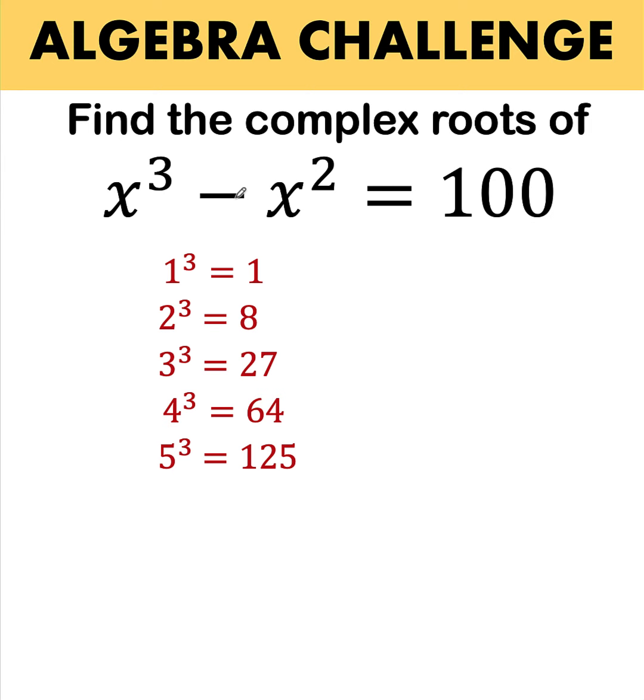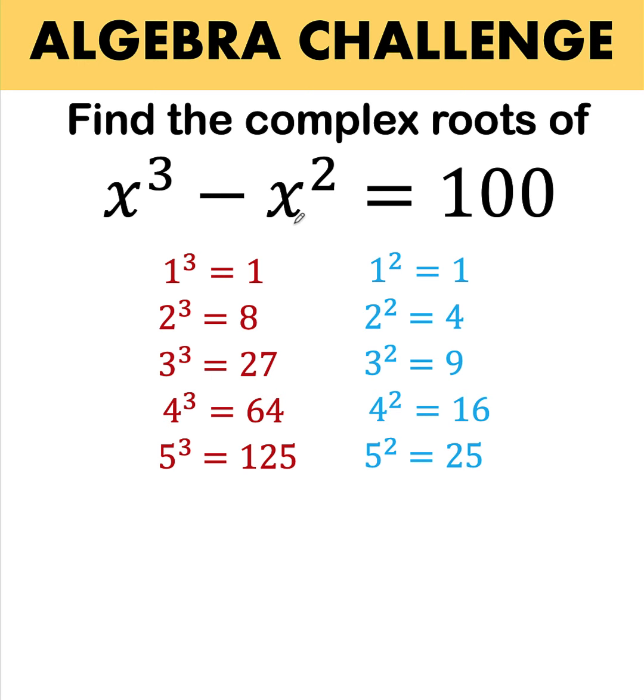But since the operation here is minus, we want that cube of a number to be a little more than 100, because when we subtract this other part, our hope is to get exactly 100. But we do not know if those roots are whole numbers. We are just guessing here. Let's try also the squares of some integers. 1 squared is 1, 2 squared is 4, 3 squared is 9, 4 squared is 16, and 5 squared is 25.